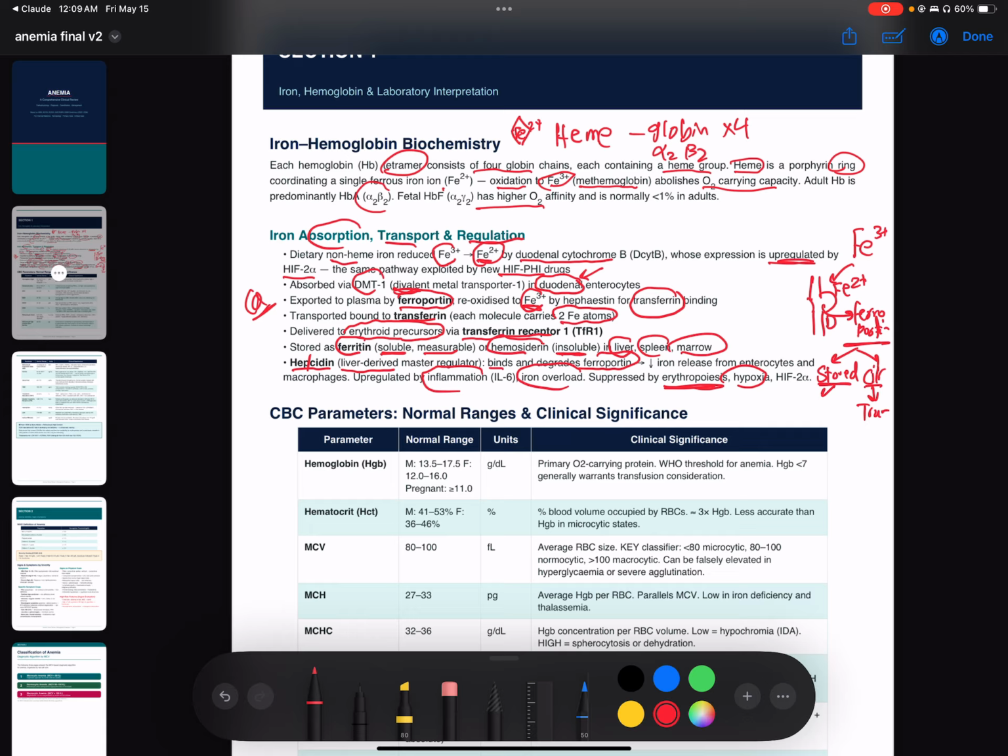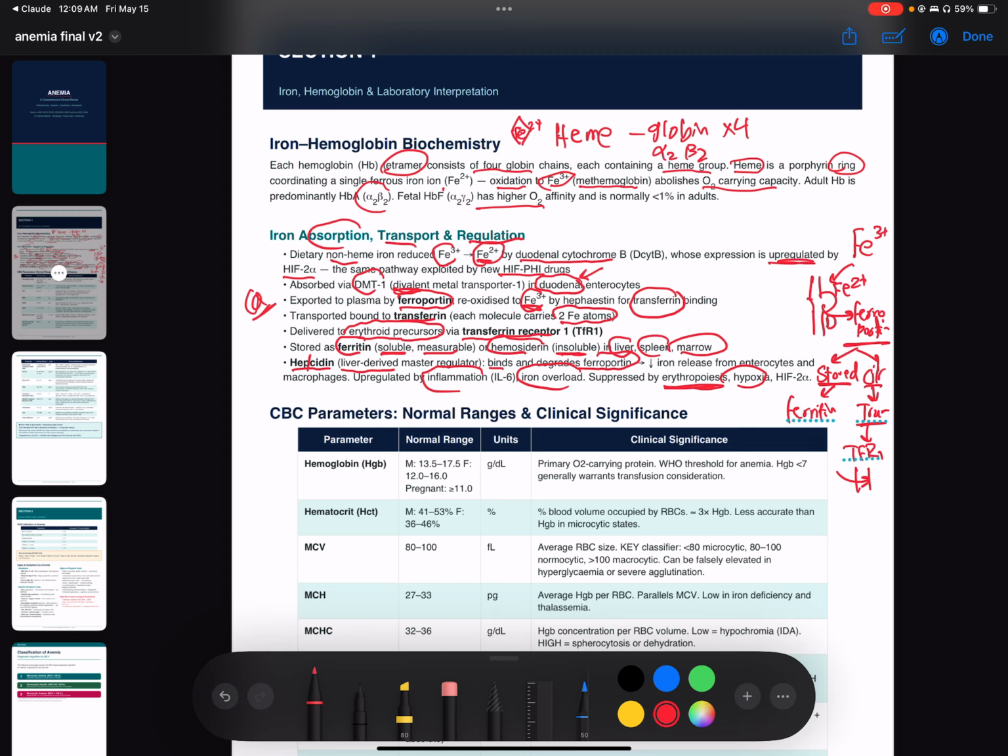And the stored iron will mainly be the ferritin, right? And the transferrin has a receptor which is called TFR1, which exists on the bone marrow, to get this iron from the circulation to the bone marrow to create the RBCs and the hemoglobin, right? So this is the pathway before the bone marrow uses this iron to create hemoglobin, right?